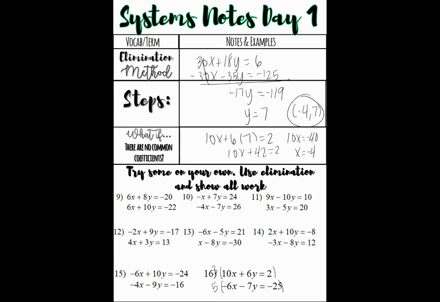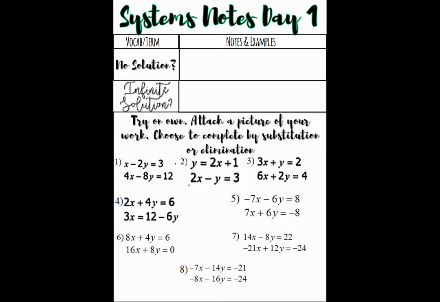So that's elimination. You want to be able to eliminate one of the variables. I like to use the number that gives us the least. You could have looked at these and said, okay, multiply this by 6, this one by 10. That's fine. I like to do the smaller numbers if I'm able to see it. Now let's look at no solution and infinite solution.